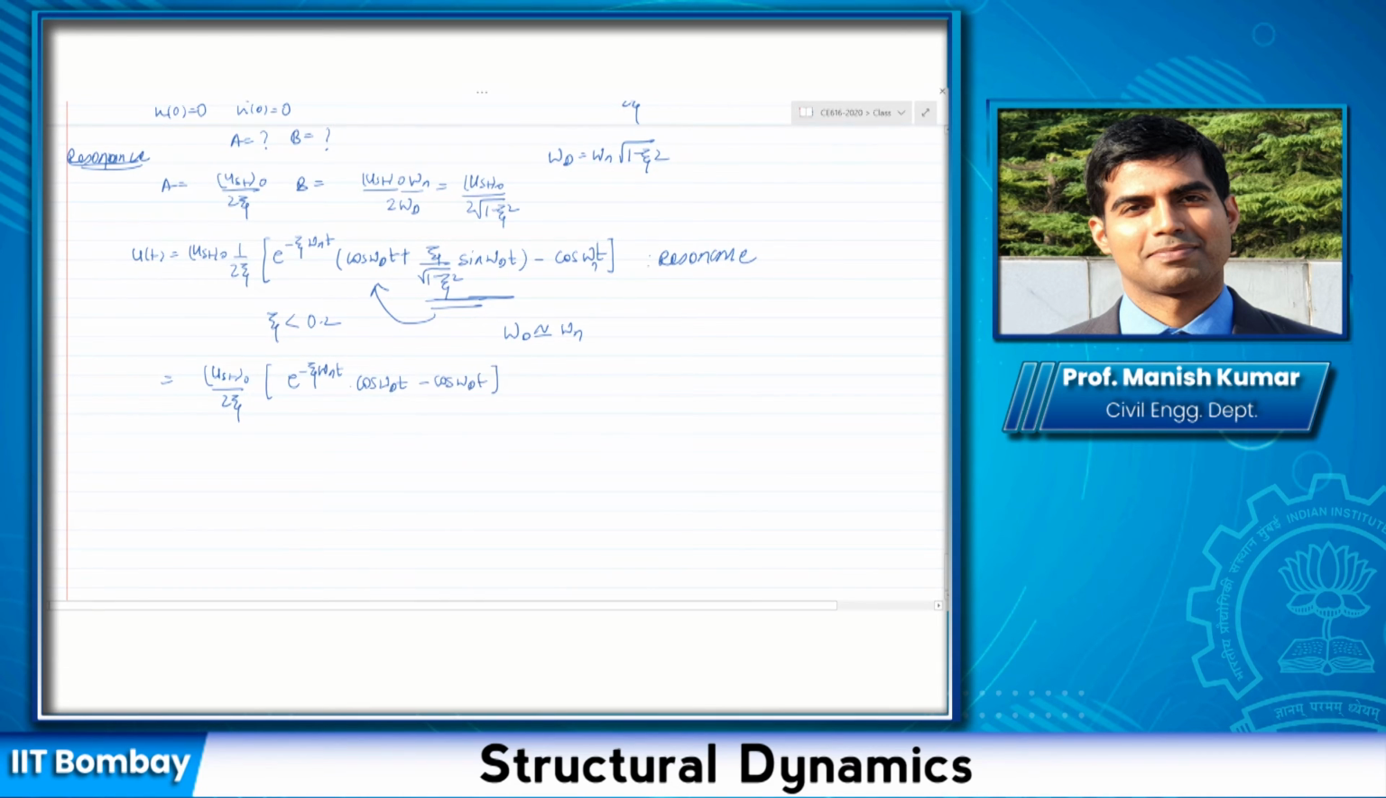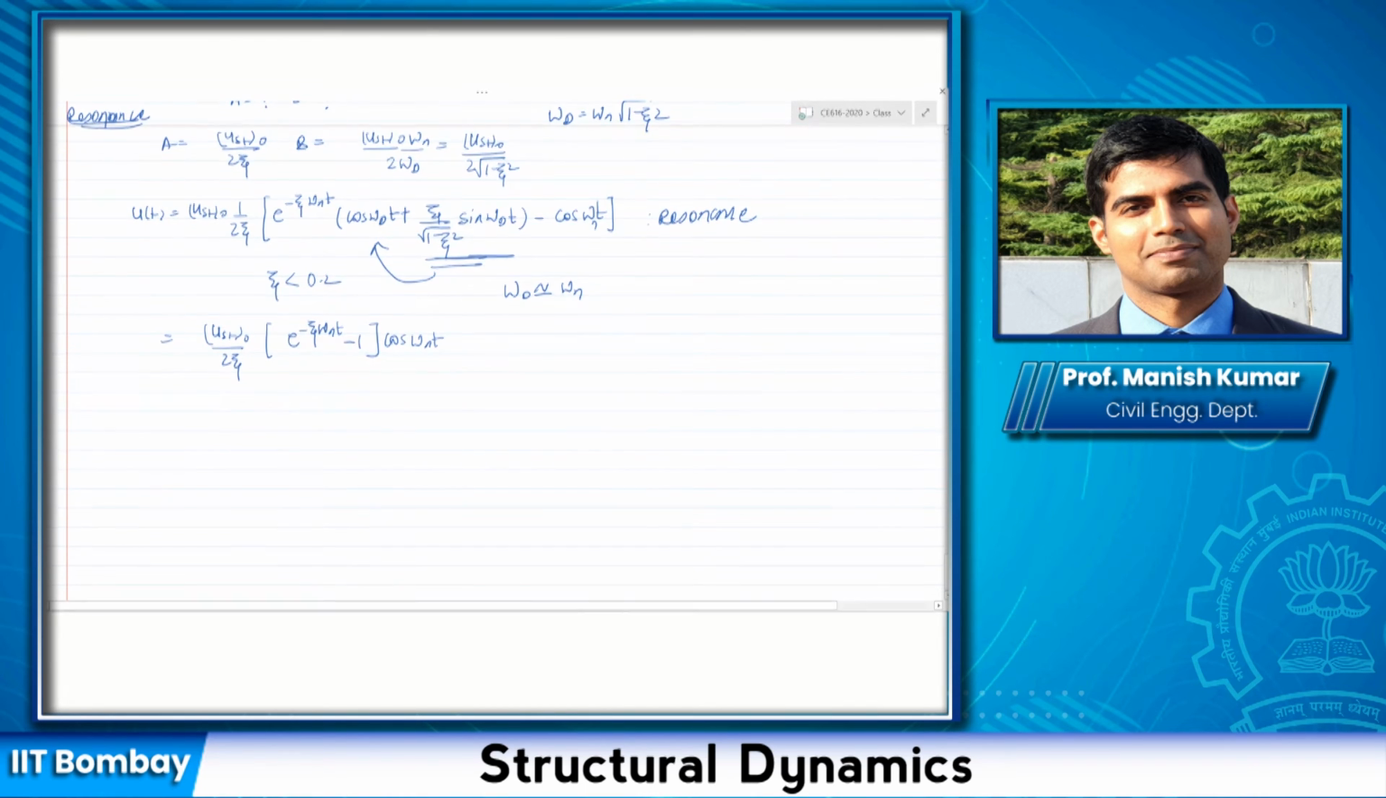Let me take one common here. I can write this whole term times cos omega d t, and cos omega d t is cos omega n t. So I will simplify that. If you are not happy with this simplification, go ahead, program this in MATLAB, and try to plot u(t) as a function of t, and see what you get. I'm doing it like this just for analytical simplification. It's not that if you use that, you will get some different conclusion. Okay, so I get this expression.